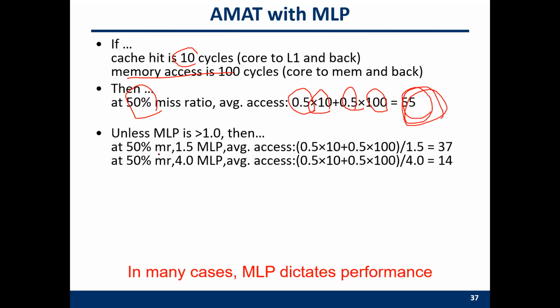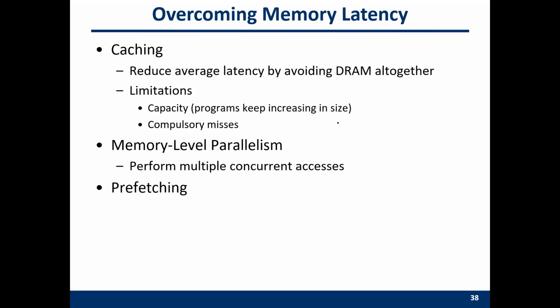So if we can simultaneously serve multiple memory requests, then we can significantly improve the average latency. If we can simultaneously serve 4, then we can directly use this value divided by 4. The answer is 14 now. So improving the memory level parallelism is very important, particularly for big data applications. The MLP, memory level parallelism, is an indicator for the performance.